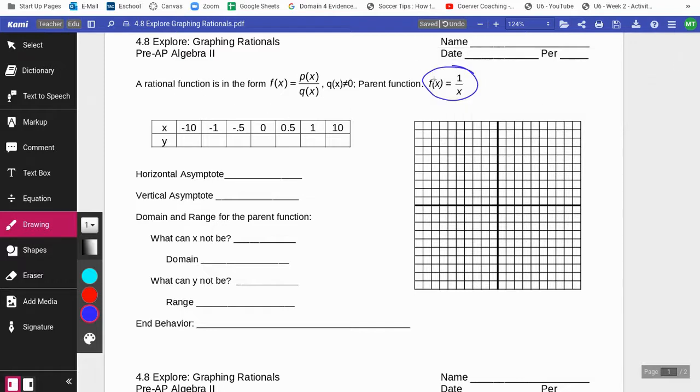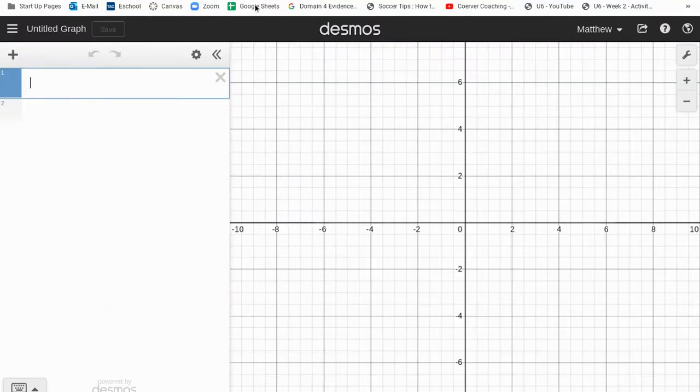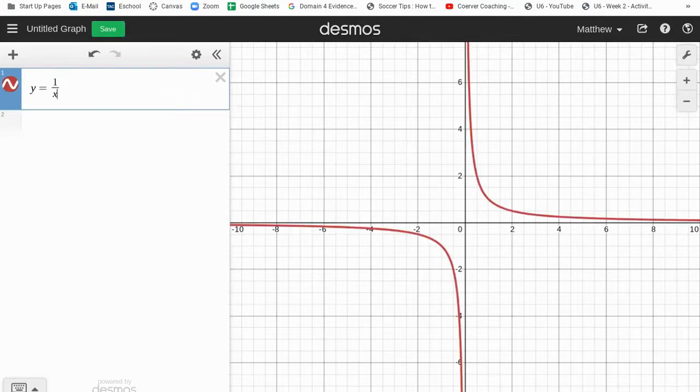So the first parent function we're going to look at is y equals 1 divided by x. Okay, and I'm going to use Desmos to help us out with this. So we're going to fill out the table, and then we're going to draw the graph by hand. A lot of times we won't have to do that just because we do have access to Desmos as a resource. So y equals 1 over x. This is its graph. It's a funky looking graph. It looks like it has two parts, but this still constitutes one graph from this one equation.